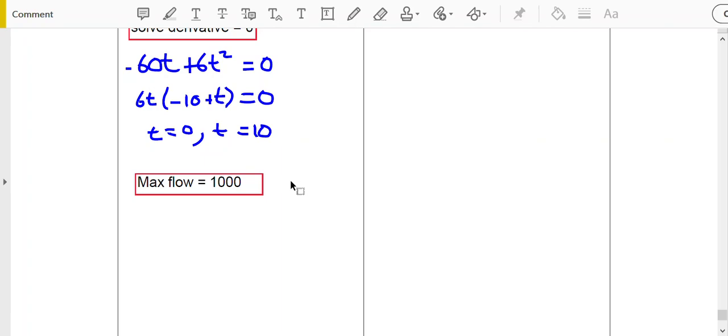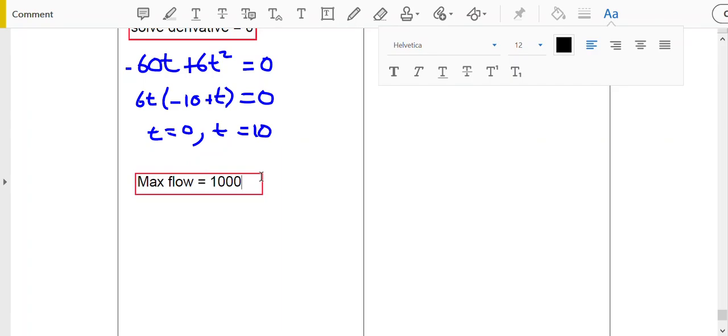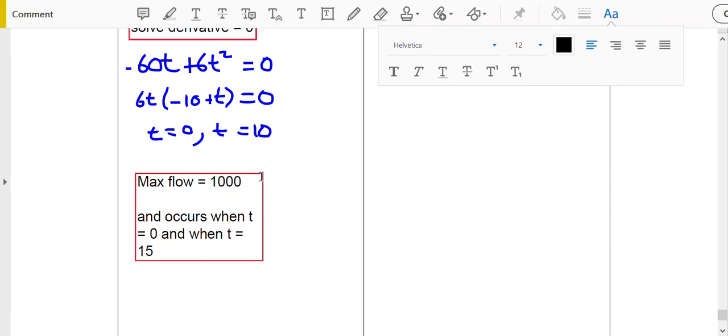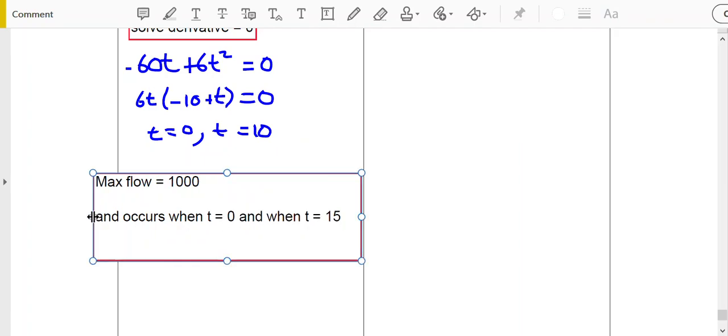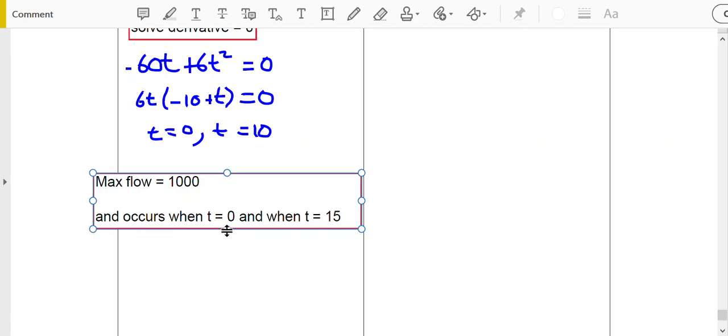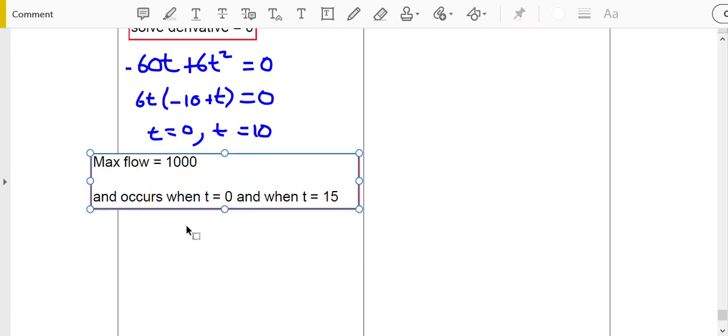Okay, and that occurs when t equals 0 and when t equals 15. Okay, it's at its highest at either one of those values of t. So remember, always check endpoints because of the absolute maximum or minimum.